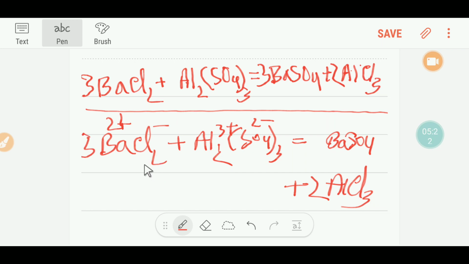No change will happen in the subscript. You just have to change the number of coefficient. So, here you are getting 3 chlorine, that is 6, right? If you put here 3, the number of barium will be 3. So, you have to put here 3. That gives you 3 barium. Now, you see that this equation is balanced because here you have 3 sulfate, here you have 3 sulfate, aluminium 2. So, by adopting this way, you can balance this reaction in your exam hall.